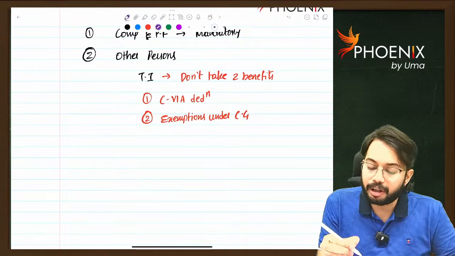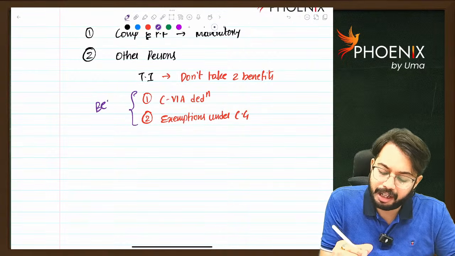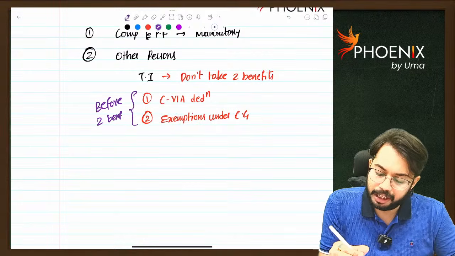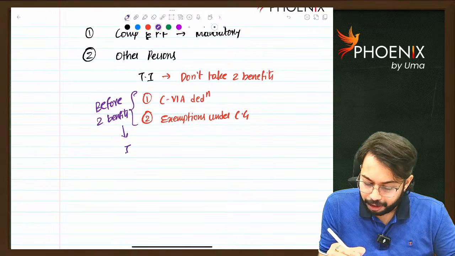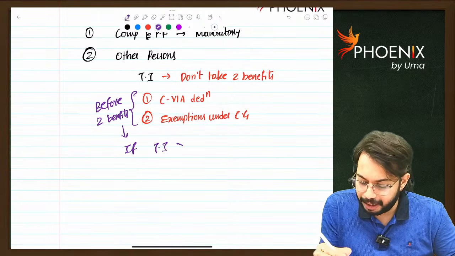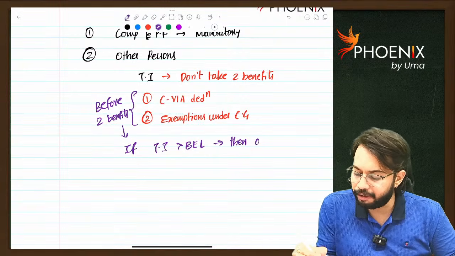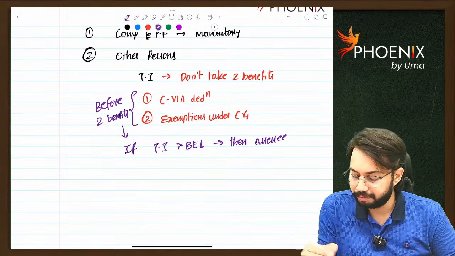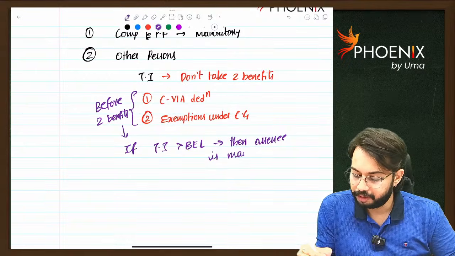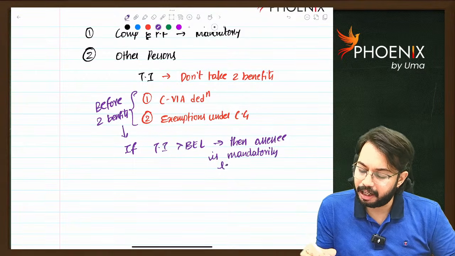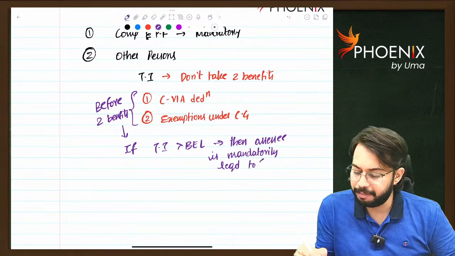So before these two benefits, if total income is more than the basic exemption limit, then the assessee is mandatorily required to file ITR. Otherwise, the assessee is not mandatorily required to file ITR. Are you able to understand?